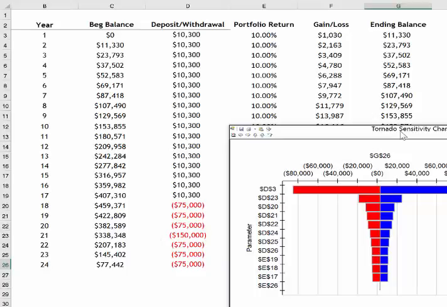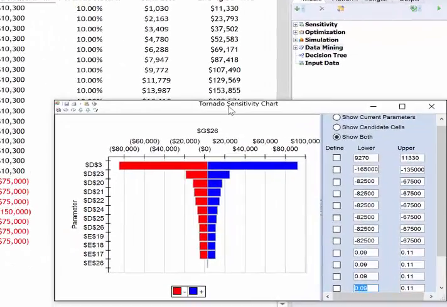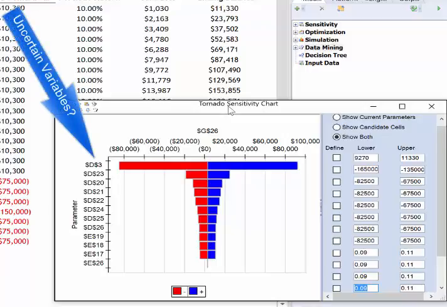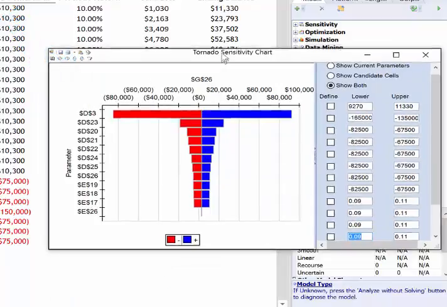This information gives us guidance in terms of where to focus our attention. Specifically, if we are uncertain about the parameter values in cells D3 or D23, we could explicitly incorporate that uncertainty into our model, since the values in those cells have a relatively large impact on the final value of cell G26.